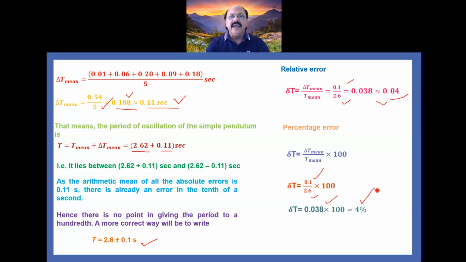So you have already calculated, first of all, the true value or the arithmetic mean of the time period of oscillation of the simple pendulum. After that, error, then absolute error, then mean absolute error, and after that relative error, then percentage error. So whatever you have learned today, that concept you have applied in this numerical.